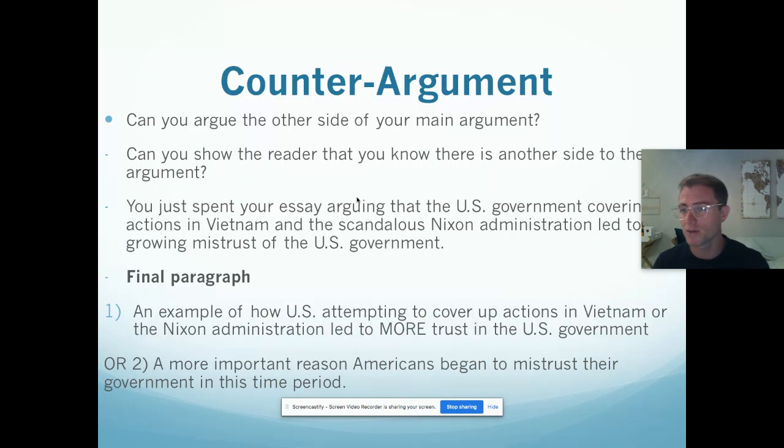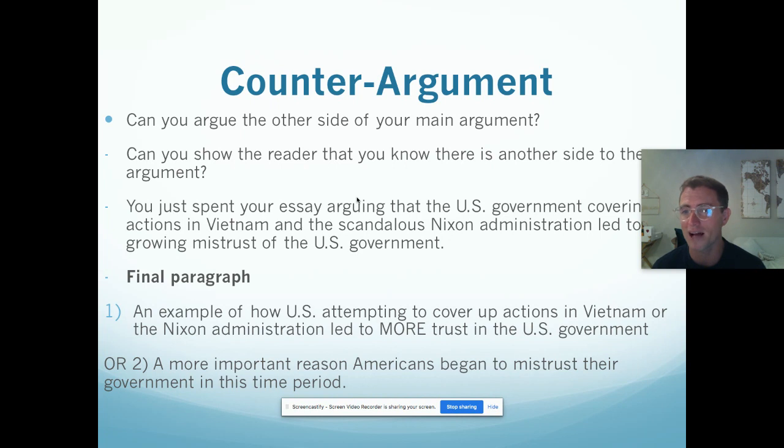And then last but not least, your final paragraph, which is your counter argument. Remember, your counter argument paragraph is the only thing you need in that last and final paragraph. And you're basically saying, can I argue the other side of my main argument?